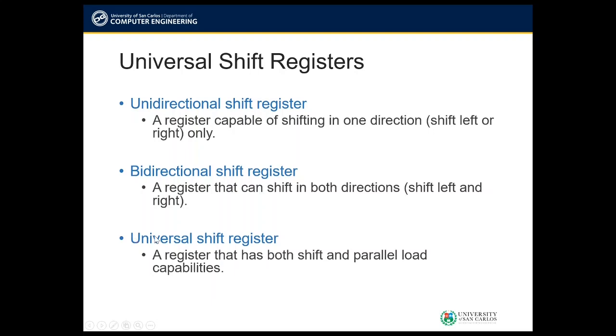A universal shift register is another kind of register that has the ability of shifting either left or right, and it has what we call a parallel load capability. Parallel load capability means that we don't need to shift in and shift out to store an n-bit information into the shift register. We just use the parallel load capability to input all the bits that we need into the shift register.